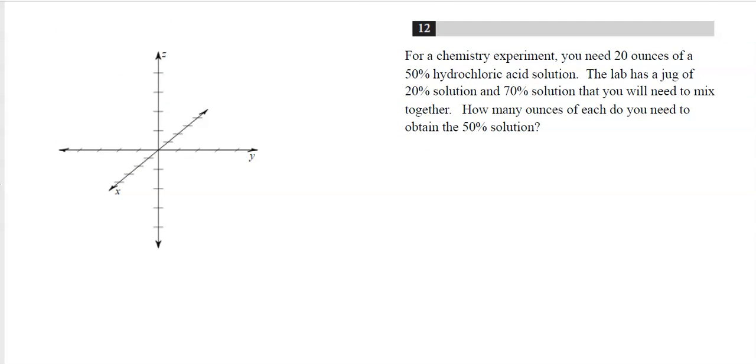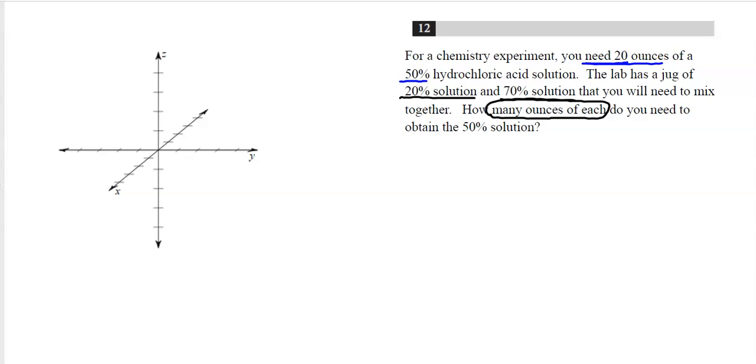All right, the old mixture problem. All mixture problems can be done similarly. So we have 2 different types of solutions. We have a 20%, we have a 70%. One key thing is we need 20 ounces, and we need that to be a 50% mix. So we need 20 ounces of a 50% mix. But all we have available in our lab is some 20%, some weak stuff, and then some strong stuff. Somehow we got to put it together. So the question is, how many ounces of each?